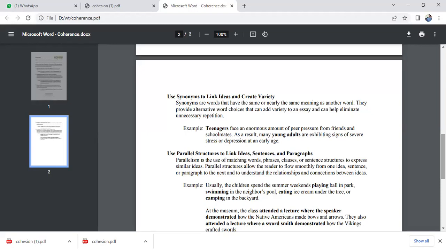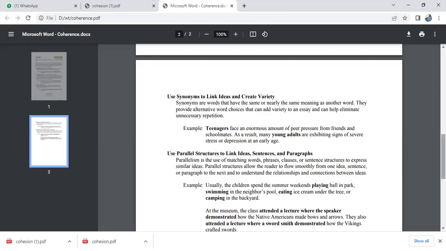Like how the example is given: teenagers face an enormous amount of peer pressure from friends and schoolmates. As a result, many young adults are exhibiting signs of severe stress or depression at an early age. Remember, the word teenager is a synonym of the words young adults. So over here, it is a signal, a clue that the idea is about the teenager. The same subject is discussed over here.